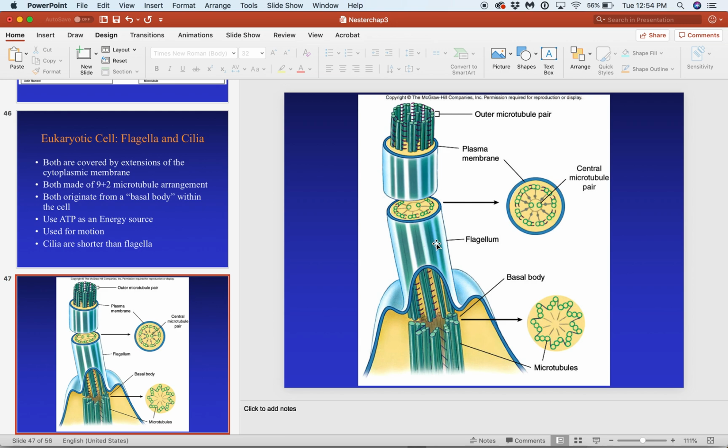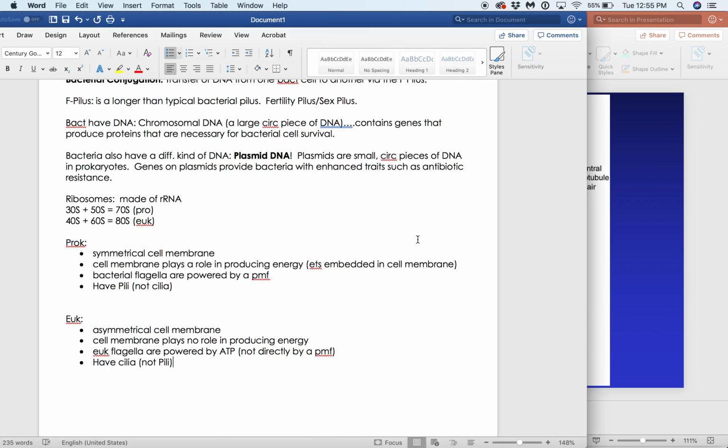So here is a major difference between eukaryotic flagellum and cilia compared to prokaryotic flagella and pili. Eukaryotic flagella and cilia are both covered by the cytoplasmic membrane, so they are technically inside the cell, not the case with prokaryotes. So that's another difference between prokaryotes and eukaryotes that you need to know.